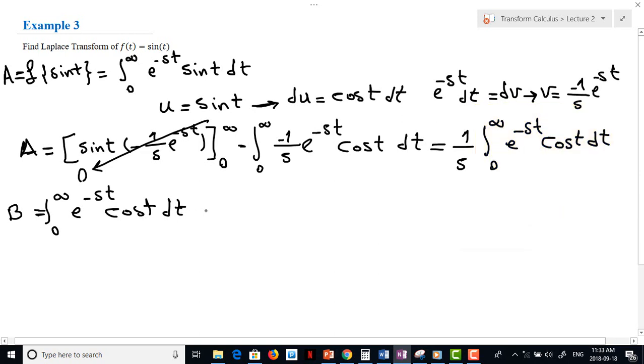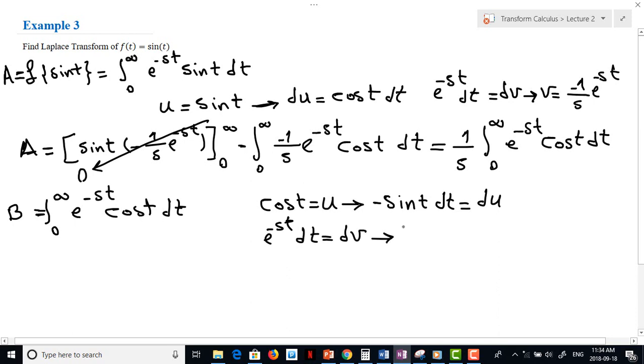So in order to solve it, we have to find u and v again. So I assume that the cosine t is equal to u. As a result, minus sine t dt is equal to du, and I assume that e to the power of minus st dt is equal to dv. As a result, v is equal to minus 1 over s e to the power of minus st.